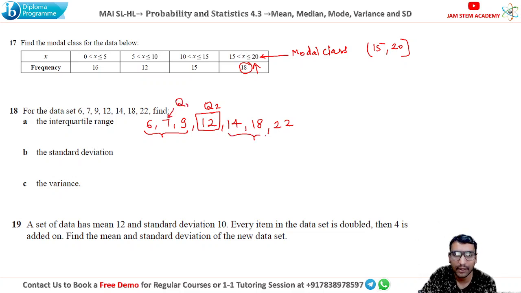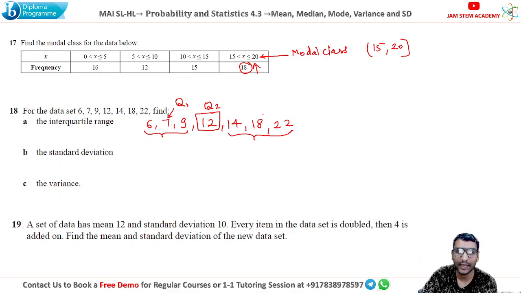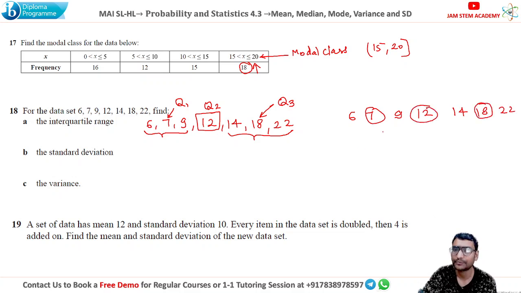Similarly, take the median of the values to the right of the median value of the data set, which in this case is 18. So that is your quartile 3. Now we have divided our data set into four parts: 6, 7, 9, 12, 14, 18, and 22. And out of those, 7, 12, and 18 are the Q1, Q2, Q3 values.